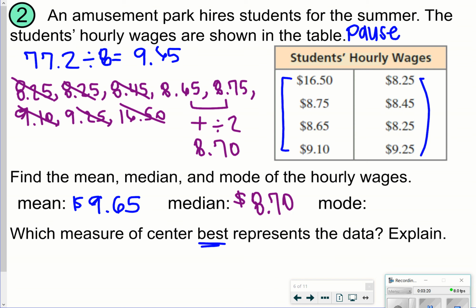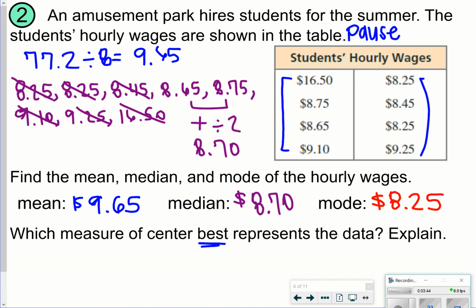The last thing we want to do here is find the mode, and the mode is pretty simple because you're just finding the number that occurs the most, and that number is going to be 8.25 because it appears 2 times. So now that we have the mean, the median, and the mode, we can answer this last question here. Which measure of center best represents the data, and explain?